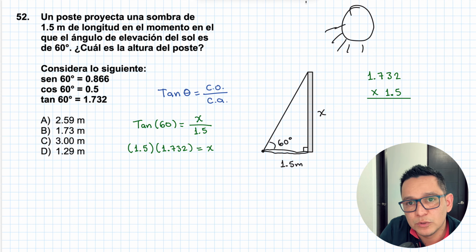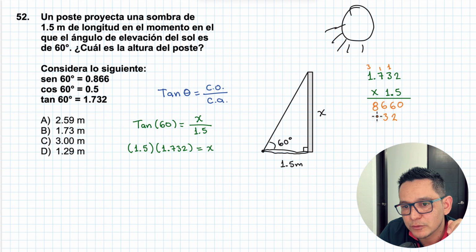Let's do this multiplication quickly. 5 times 2 is 10. I write down the 0, carry the 1. 5 times 3 is 15, plus the 1 I carried is 16. 5 times 7 is 35, plus the 1 I carried is 36. 7 times 3 is 21... Now let's multiply by 1. 1 times 2 is 2, 1 times 3 is 3, 1 times 7 is 7 and 1 times 1 is 1. Let's add them up. We bring down the 6, plus 2 is 8, plus 3 is 11, plus 7 is 18.